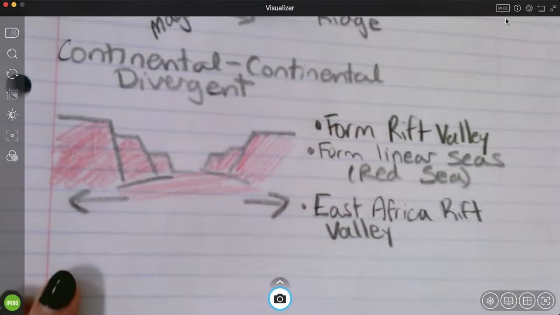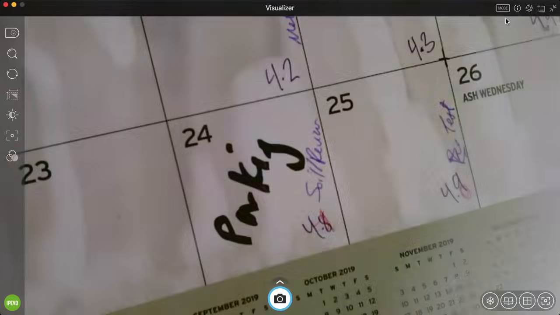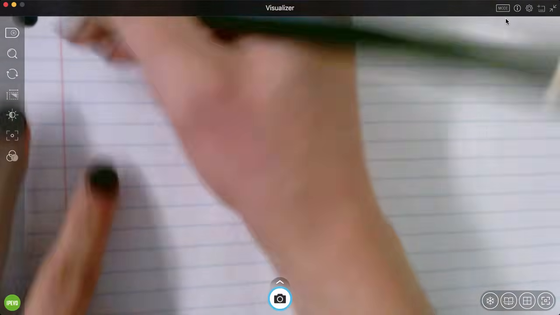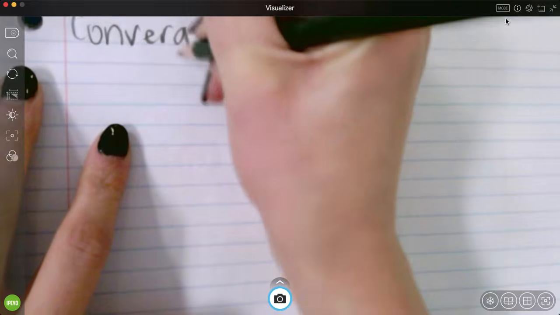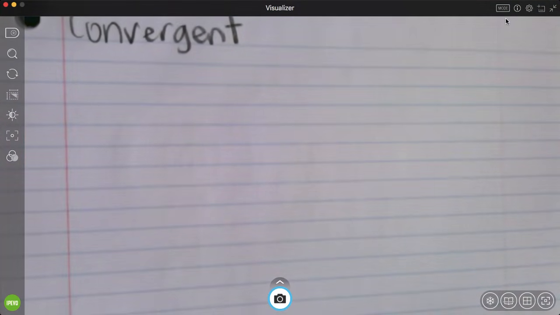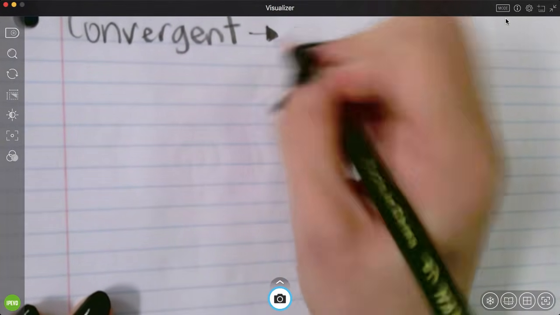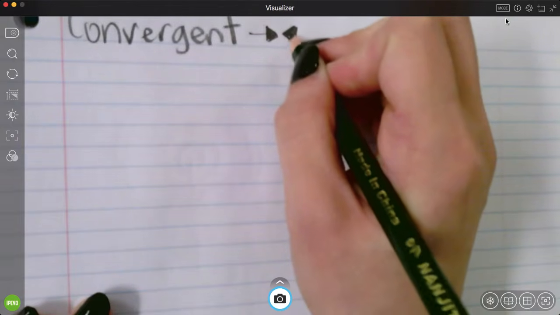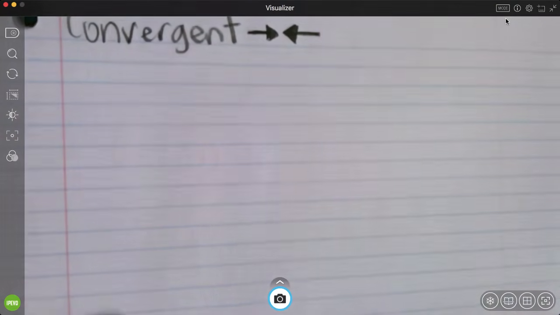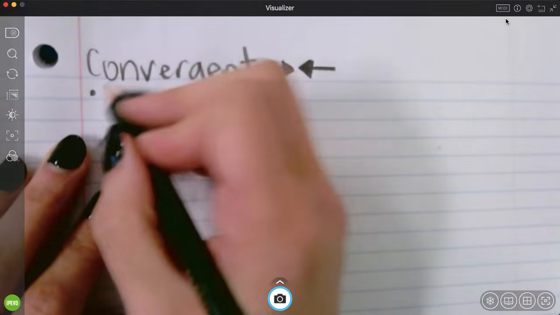I'm going to flip my page just so I have enough space because I want to keep them all on the same page. Then we'll flip over and we're going to talk about our next type of boundary, the convergent boundaries. For convergent, I want you to draw two arrows that are facing each other. So it's literally the exact opposite of divergent. So here's my convergent boundary.